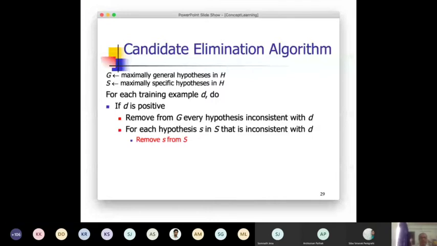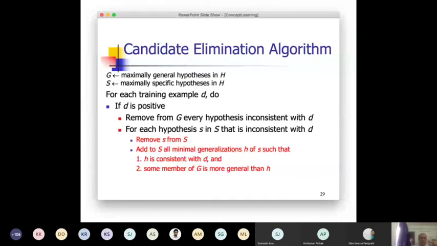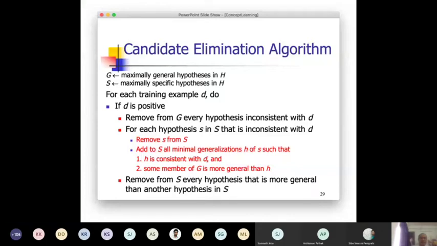You should remove this hypothesis and take the hypothesis which will have the minimal generalization H of S, such that H is consistent with D. It is something like that same step of the Find-S algorithm, where given a hypothesis and a positive example, you are trying to get the maximally specific next hypothesis, but you are doing it for all hypotheses in S. You are doing the same thing, and you should also check that some member of G is more general than H. Now that is also one of the things you need to consider here, and then you remove from S every hypothesis that is more general than another hypothesis in S.